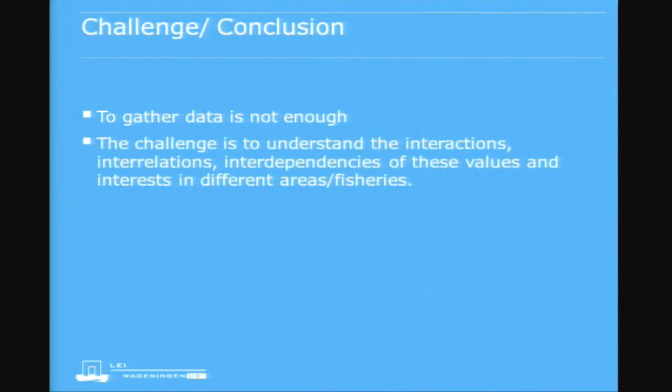Okay. Well, then I come to the last slide. To gather data is not enough. But there is a challenge here, and the challenge is to understand the interactions, interrelations, interdependencies of these values and interests in different areas and fisheries. This is to understand reasons for overexploitation, to understand best practices, and to develop ways to adopt and to learn from best practices in order to give advice on maximum social yield from a societal perspective.